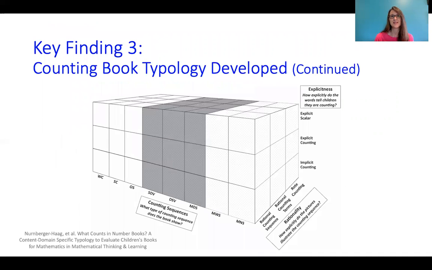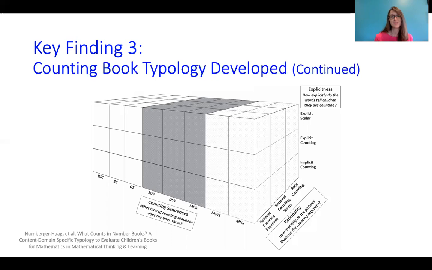So this topology has the counting sequences on one dimension. What type of counting sequence does the book show? So not which scalars, not does a skip count by 5 or 10. We are thinking in more rich ways about skip counting and other ways of portraying sequences.